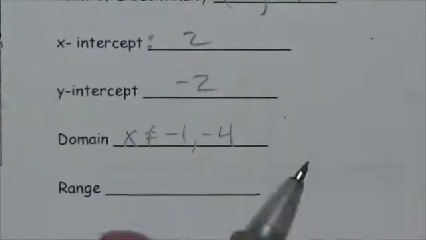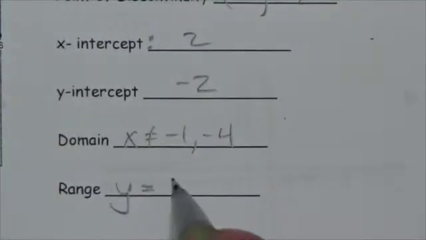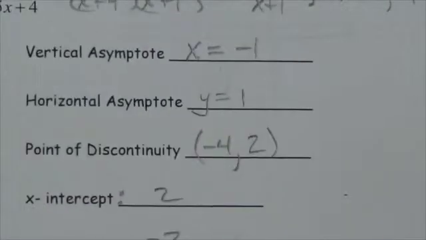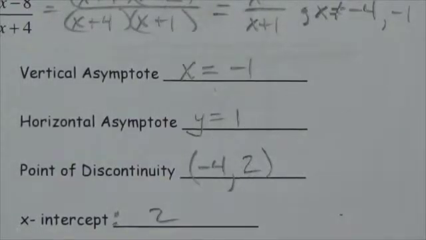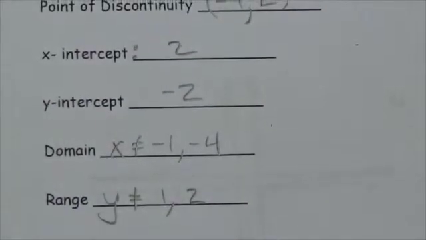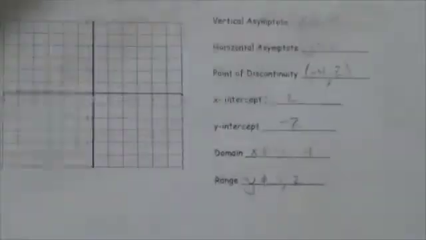The other thing that's going to be consistent here, although not for all questions in mathematics, but in this course, yes, the range is going to come from the horizontal asymptote and the point discontinuity. So 1 and 2. And that will become a lot more clear when we take a look at the graph. So here we go.